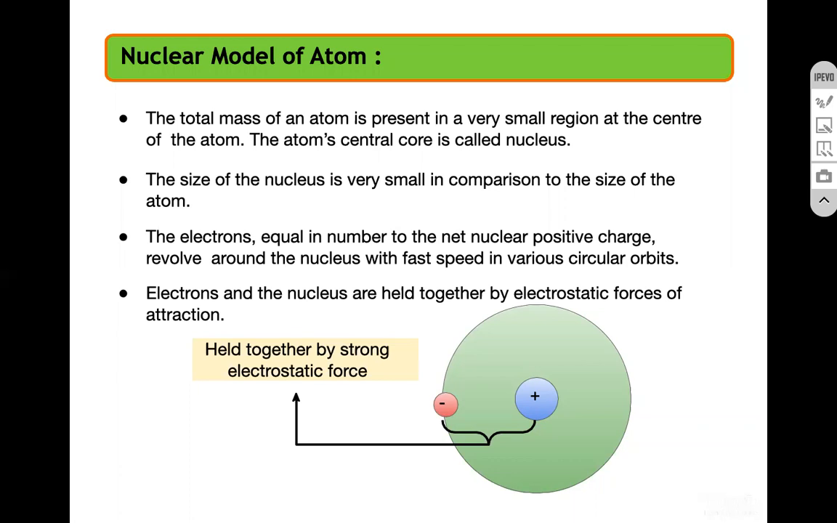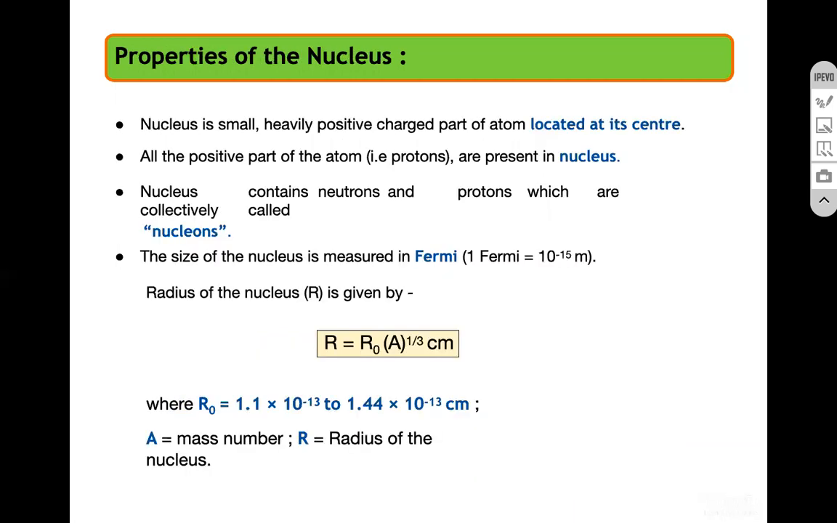Done? Next. Now guys, the nucleus is a very, very small, heavily positively charged part of an atom. This is present at the center. All the positive part of the atom is present in the nucleus. Because I told you that alpha particles get deflected, the entire positive charge is present in the nucleus only.